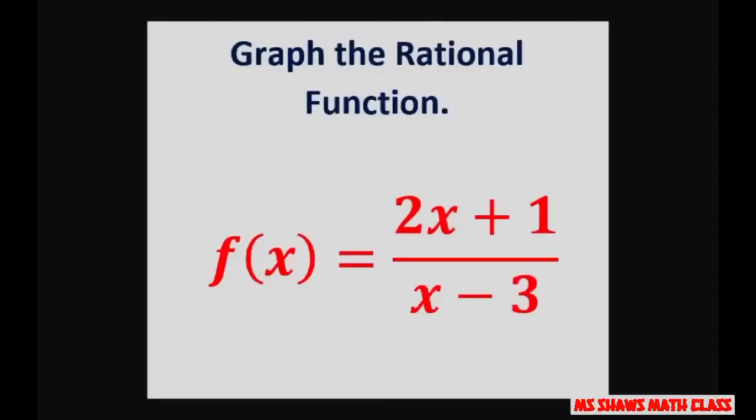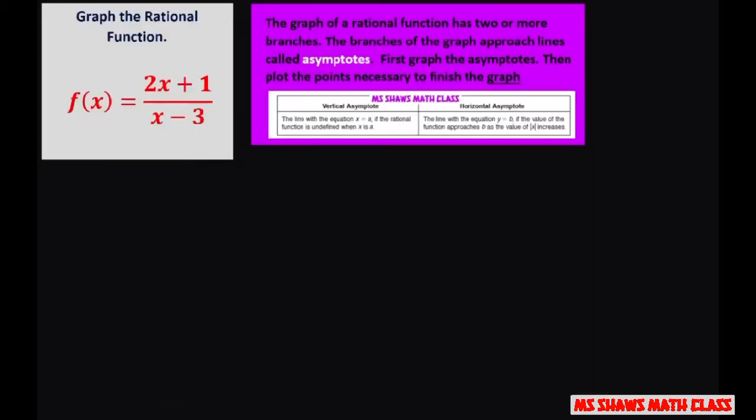Hey everyone, we're going to graph the rational function f of x here. This is an introductory video and we're going to do this based off asymptotes. We know that a rational function has two or more branches and they approach lines called asymptotes. So what we have to do is find our vertical and horizontal asymptote and then just pick a few key points to get a general form of what it looks like.